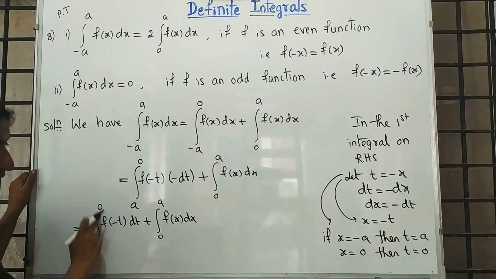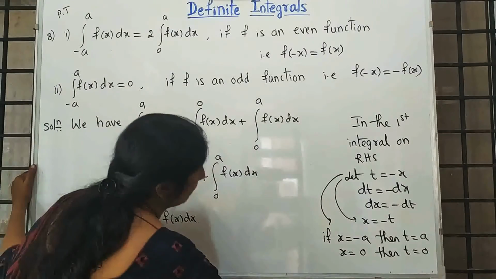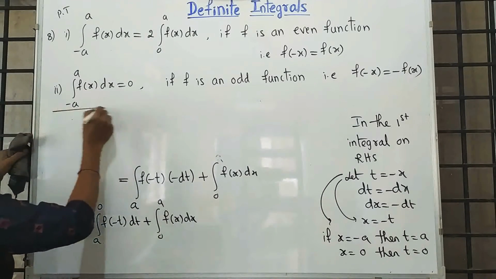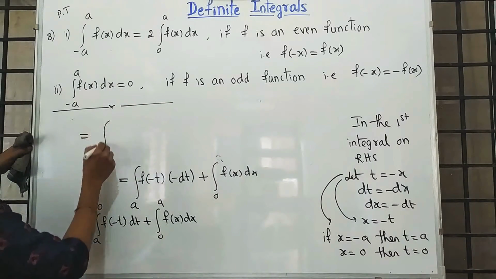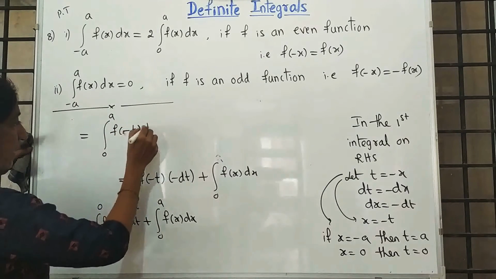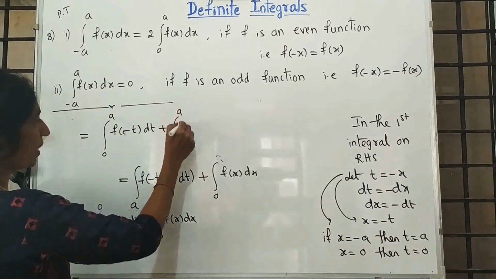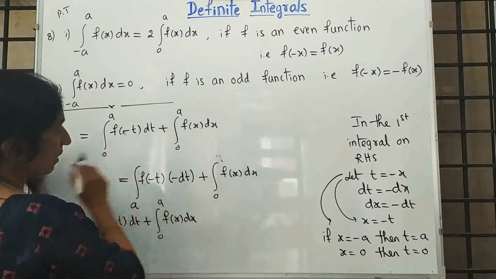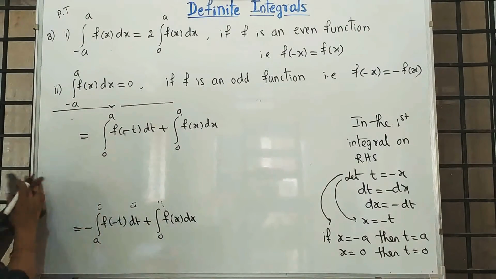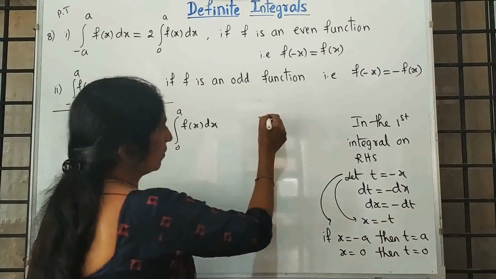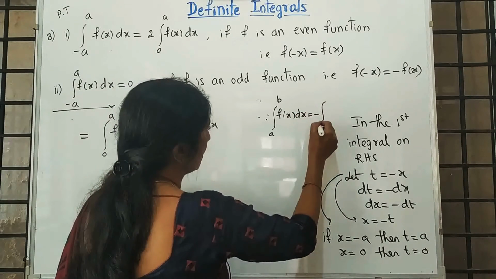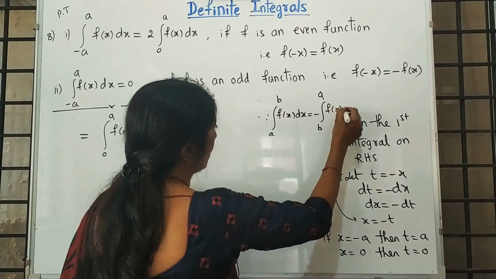And now if you interchange the limit, the sign will change, correct or not? In one of the properties we studied, it is integral from 0 to a of f of minus t dt, plus integral from 0 to a of f of x dx. In the second integral we did not make any changes. See, here we interchange the limit, the sign will change. I will write that property: integration from a to b, f of x dx is equal to minus integral from b to a, f of x dx.